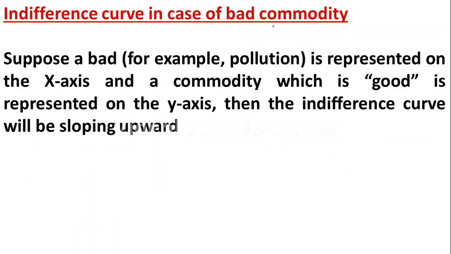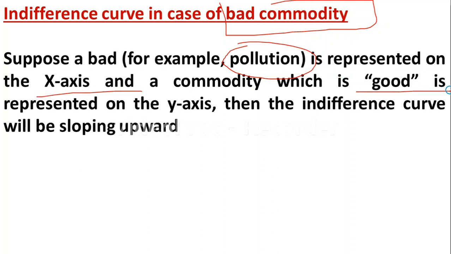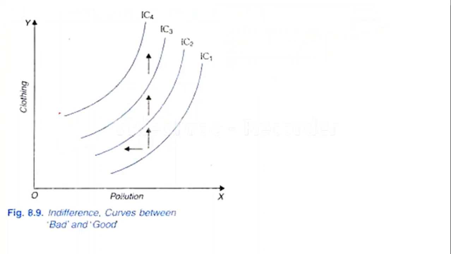Next, indifference curve in case of a bad commodity. Suppose a bad commodity, for example pollution. Suppose a bad is represented on the x-axis and a commodity which is good is represented on the y-axis, then the indifference curve will be sloping upward. So here we have taken pollution, that is the bad commodity, on the x-axis, and the good commodity, that is cloth, on the y-axis. Then the indifference curve will be upward sloping. So this is the case of a bad commodity.